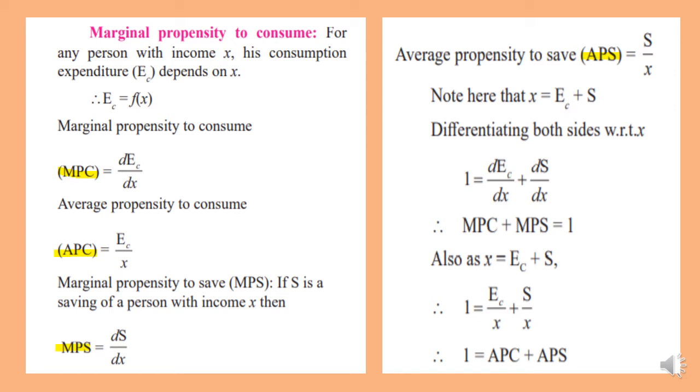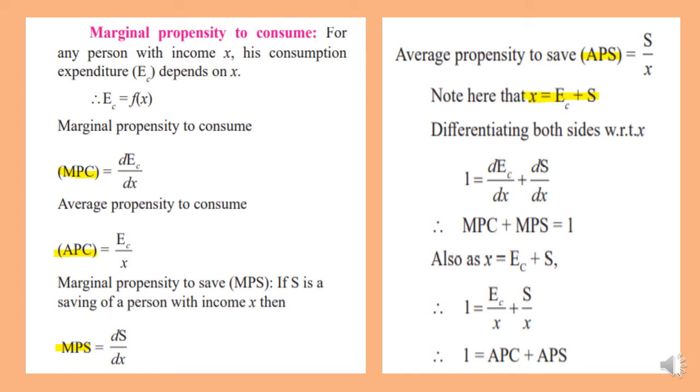So we have two formulae here. One is APS and the other one is MPS. Two related formulae. Now, the income of a person is the sum of his expenditure and saving. So we say that X is equal to EC plus S.